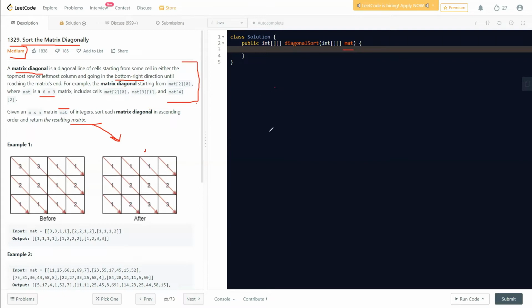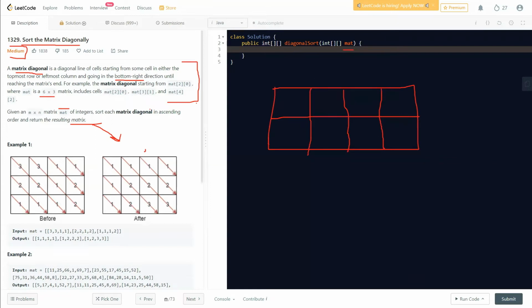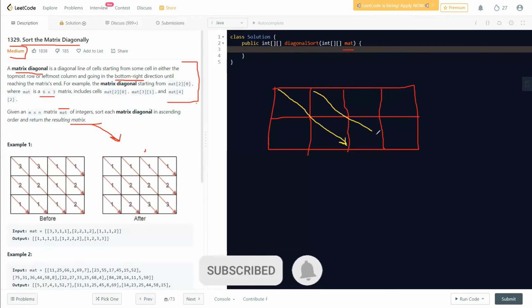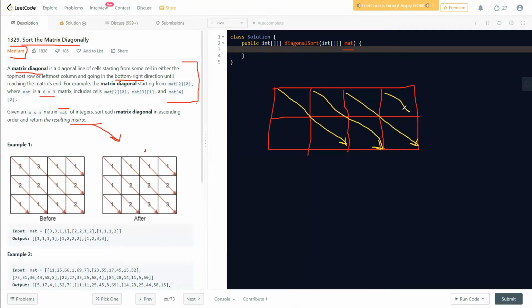Say there's a matrix over here, a matrix of say 4 cross 2 or something like that. This is the matrix for us. Now each of the diagonals will be something like this will be a diagonal, similarly this will be a diagonal, and obviously a single unit is also considered a diagonal. So anyway, we need to find these diagonals.